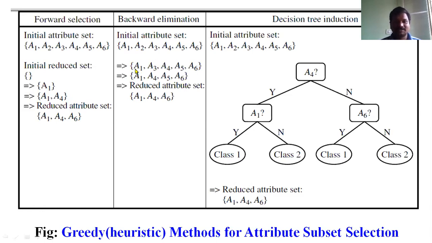Then comes to the next point. Among this set, I need to identify the worst attribute. For example, A3 is a worst attribute. Why a worst attribute? It is an irrelevant set, and sometimes it may be a redundant set. That's why I removed A3 here.